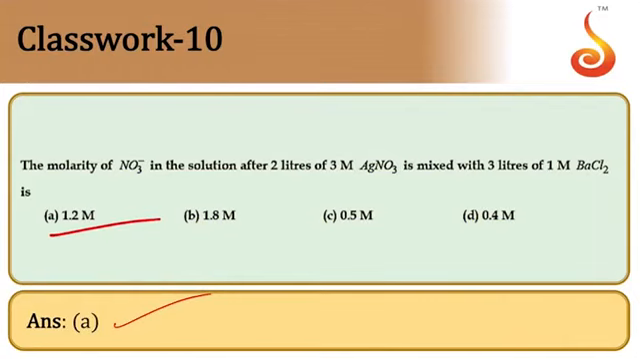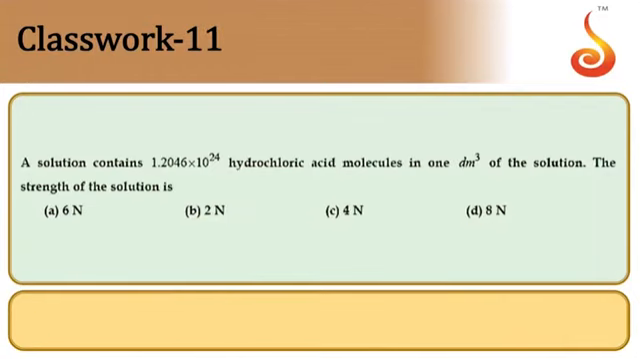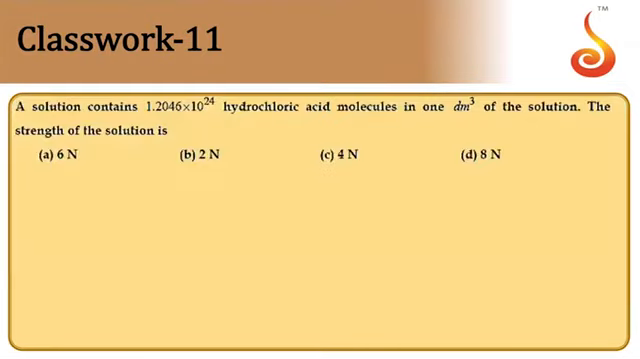Then the 11th one. A solution contains 1.2 into 10 power 24 HCl molecules in 1 liter solution. What is the strength? Normalities are given as answers here. But for HCl, molarity and normality are the same because replaceability is only 1. The given number of molecules of HCl, let us find the number of moles of HCl present. So 1.2 into 10 to the power of 24 molecules divided by Avogadro's number 6.0 into 10 to the power of 23, we get the number of moles. This will be 2 moles.